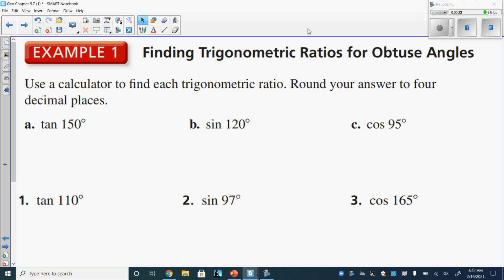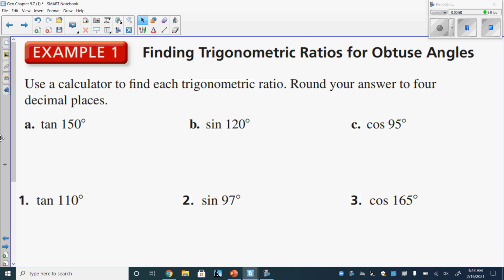Now the first thing we're going to look at is that we can actually find sine, cosine, and tangent of angles that are greater than 90 degrees. We can find sine, cosine, and tangent of these here: 150, 120, 95, 110, 97, 165. We can actually find sine, cosine, and tangent of angles less than 0 degrees. It doesn't matter what the angle is. We can still find sine, cosine, and tangent for it.